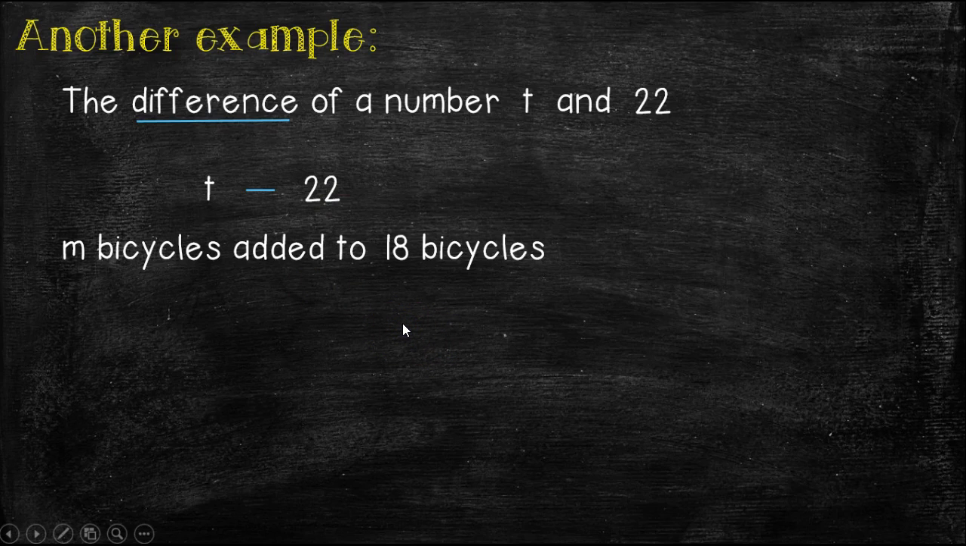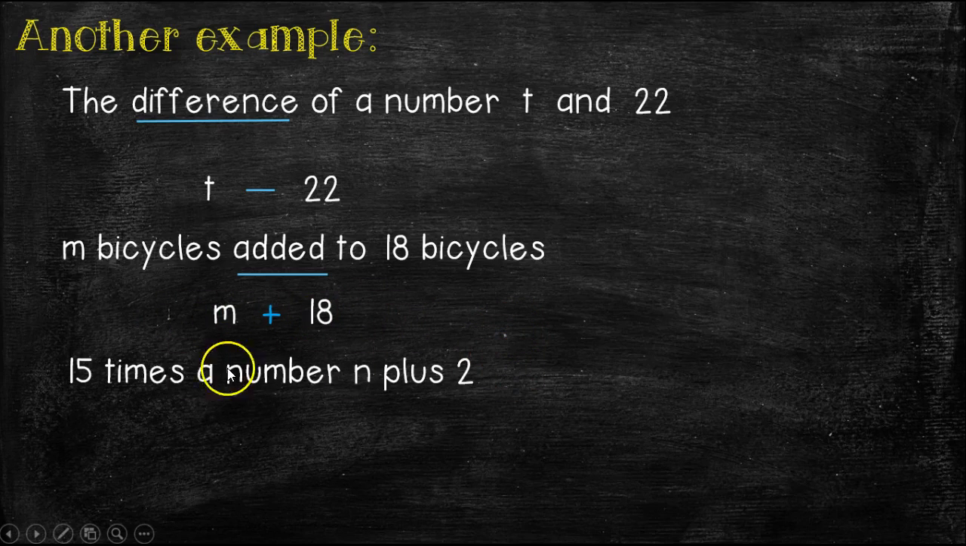We'll try this one now. M bicycles added to 18 bicycles. Again, we know the word added is going to tell us to add. So now we're just going to add the variable and the number. M bicycles added to 18 bicycles. That's the algebraic expression.